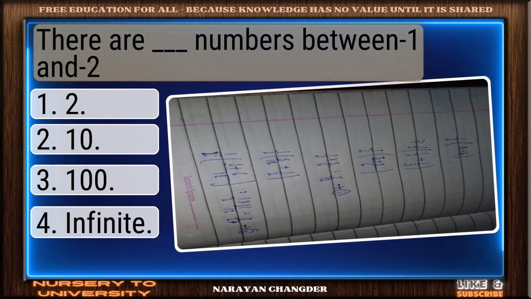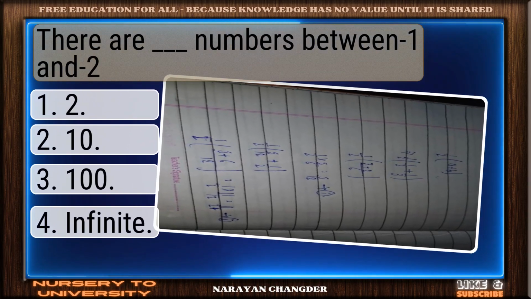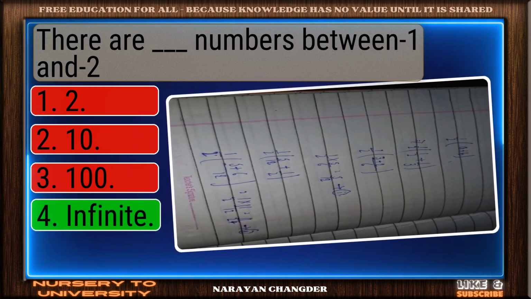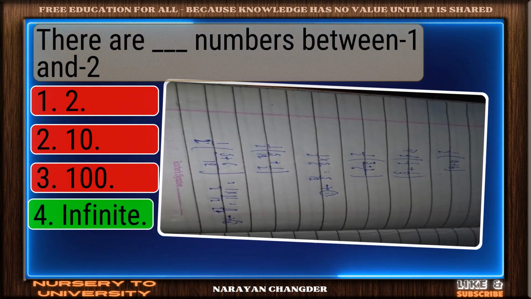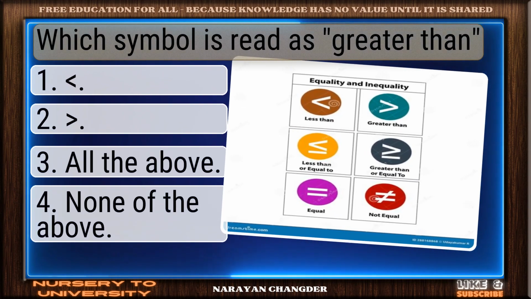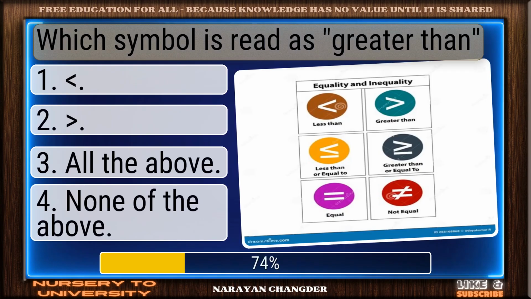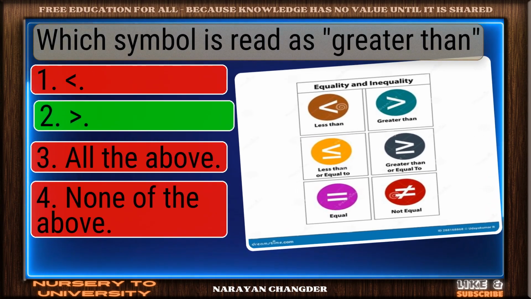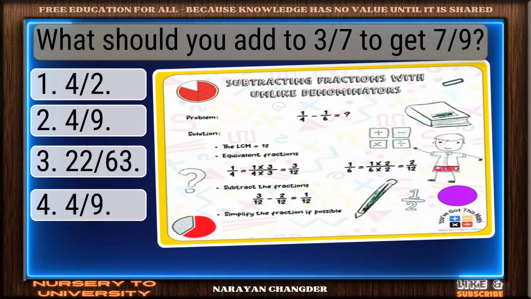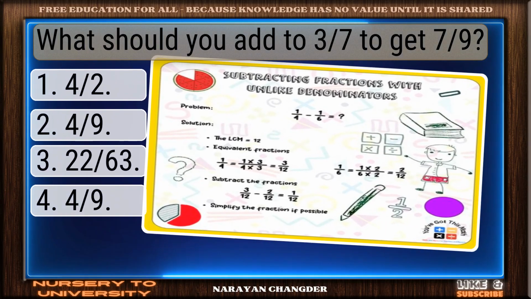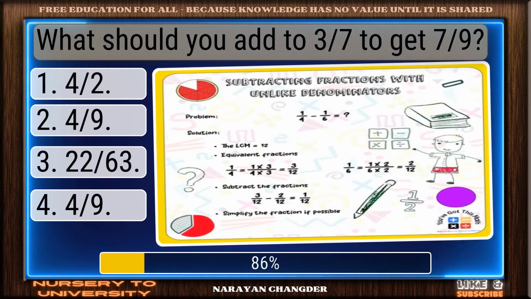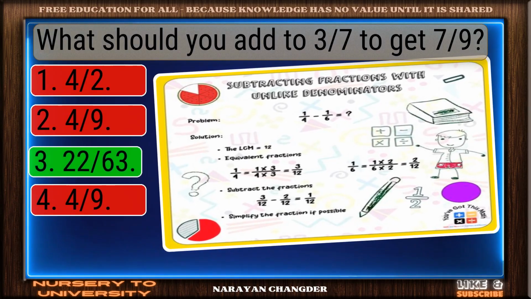Question number 41. There are dash numbers between 1 and 2. Strong choice. Infinite is the right answer. Question number 42. Which symbol is read as greater than? Perfect. Greater than sign is the correct choice. Question number 43. What should you add to 3007 to get 79? Solid to 63 is a valid choice.